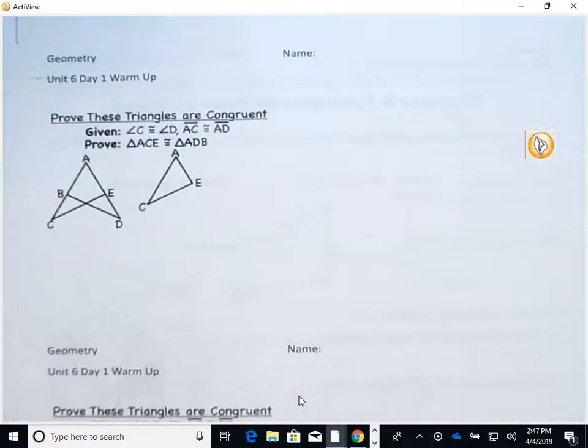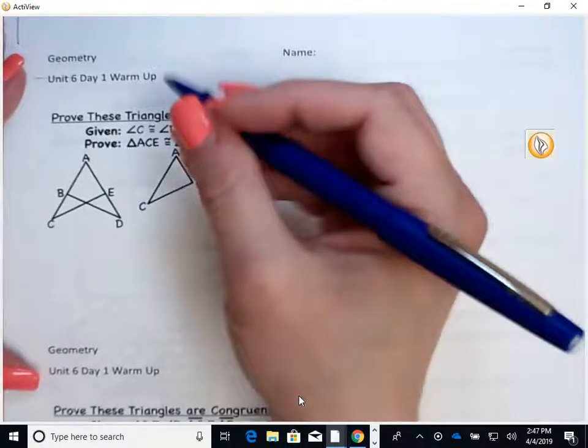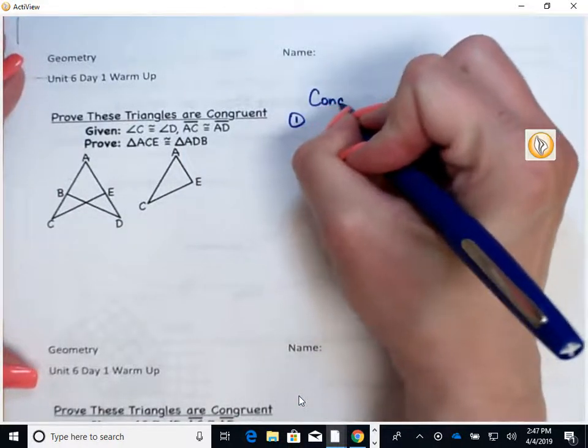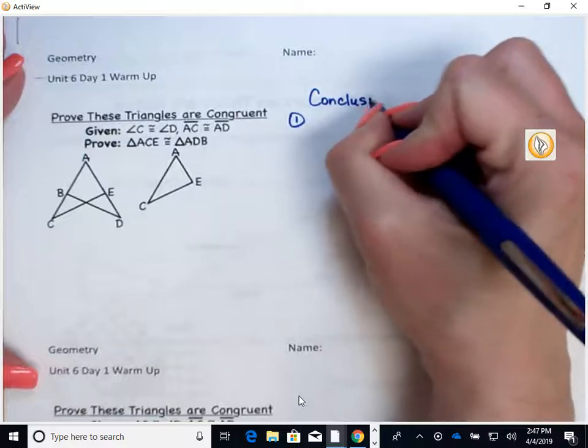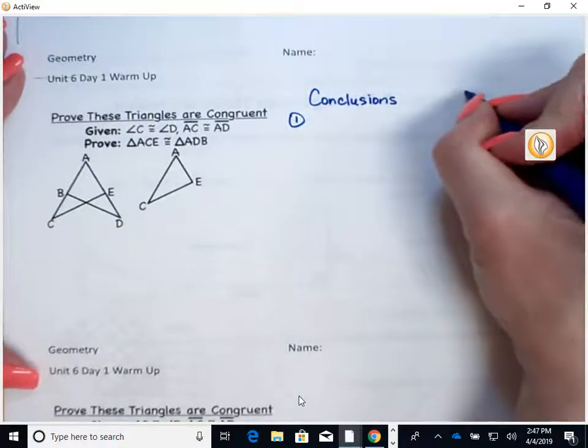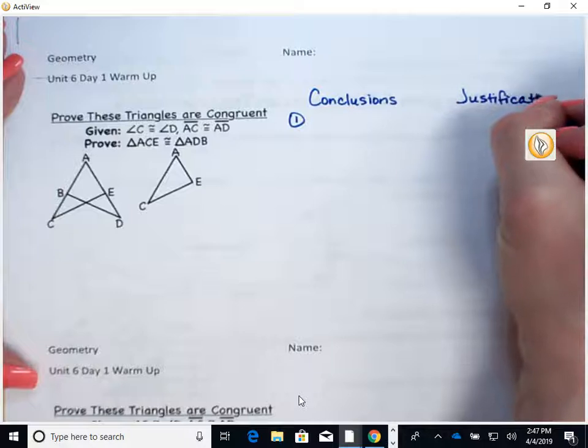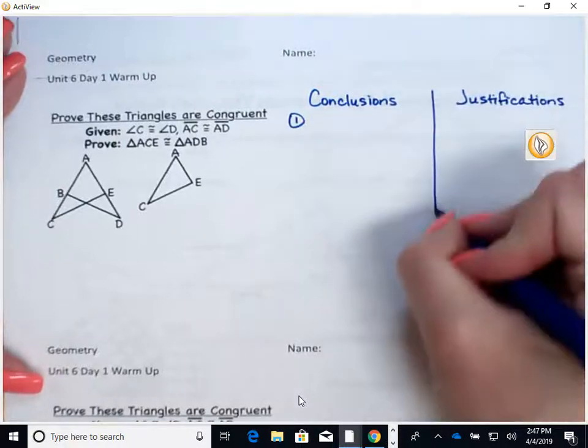Alright, so for our proof, it says prove these two triangles are congruent. Our given information is always your very first step. So I'm going to put my conclusions here and my justifications here, because I prefer to do a two-column proof.